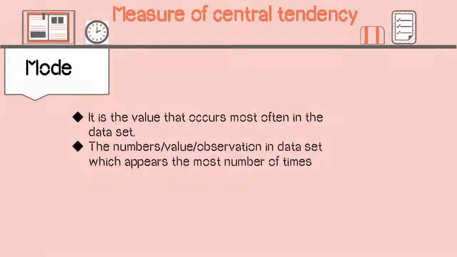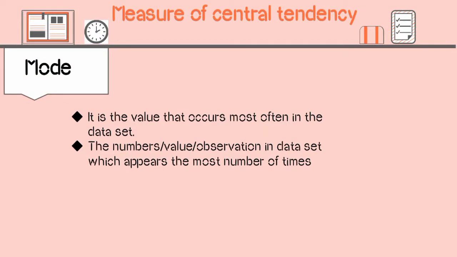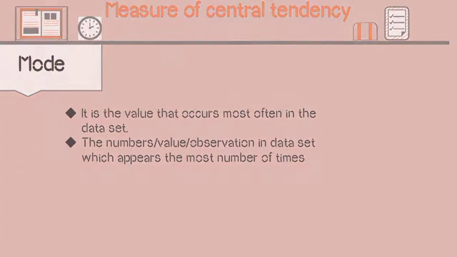Next, let's go to the mode. The mode is the value that occurs most often in the dataset. It is the number, value, or observation in the dataset which appears the most number of times. Okay?